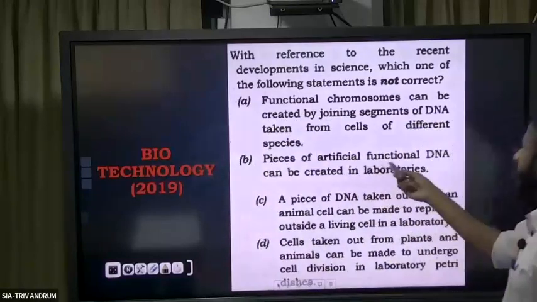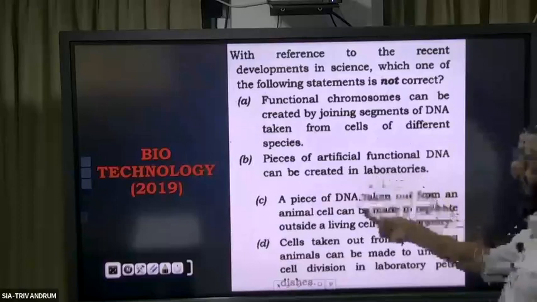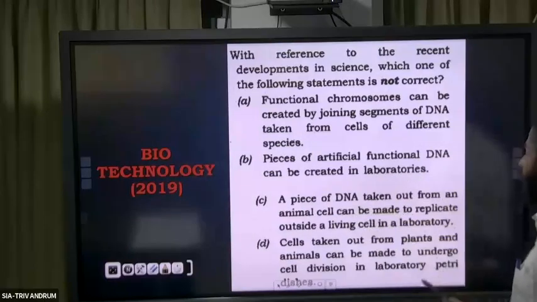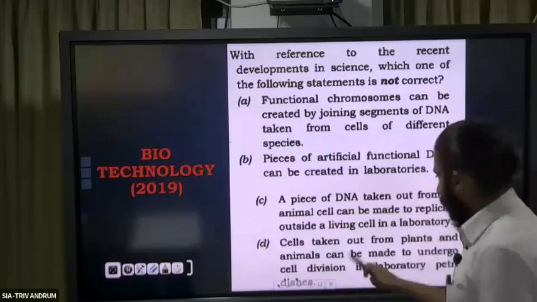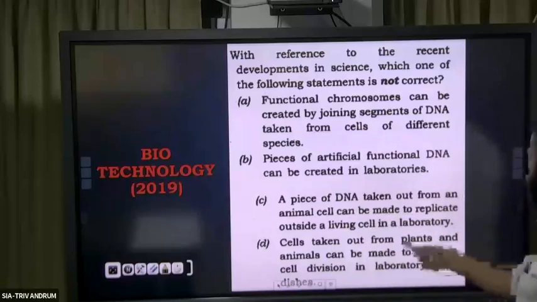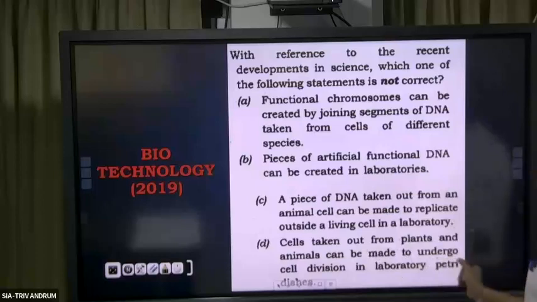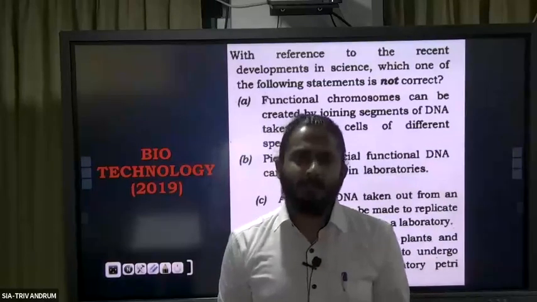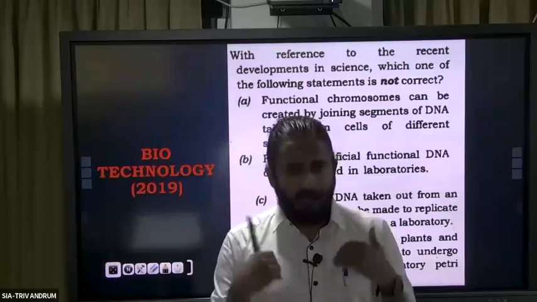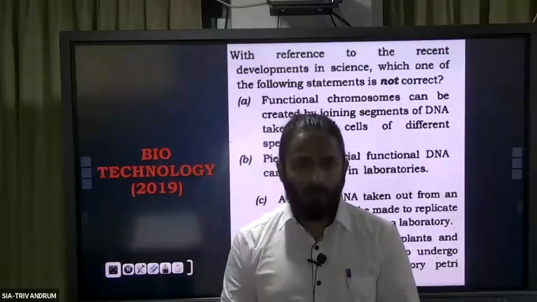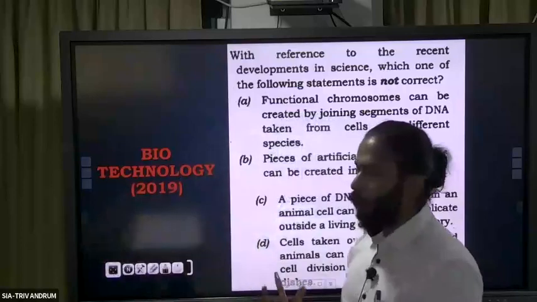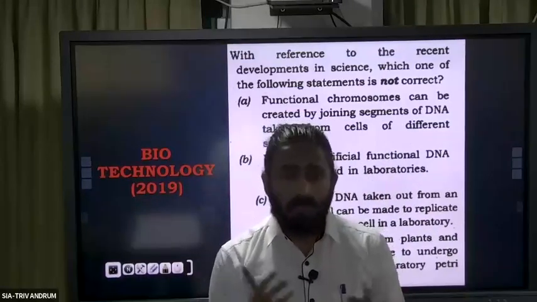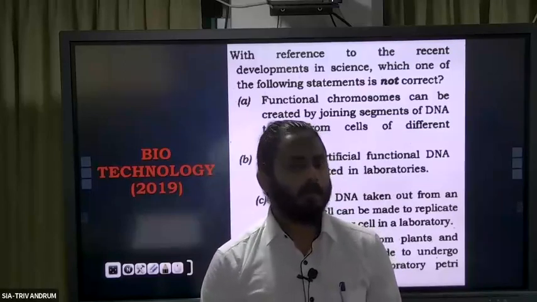Second statement says functional DNA is being created in laboratories. Third statement says that DNA can be taken out of an animal cell and it can be replicated. Fourth statement, plant and animal cells can undergo cell division in a laboratory petri dish. So 2, 3 and 4 are kind of similar somewhere, right? But the first statement, logically thinking, have you ever heard of taking the DNA of 2 species and creating a chromosome? And what will that species be? So logically, at times you will be able to make eliminations.